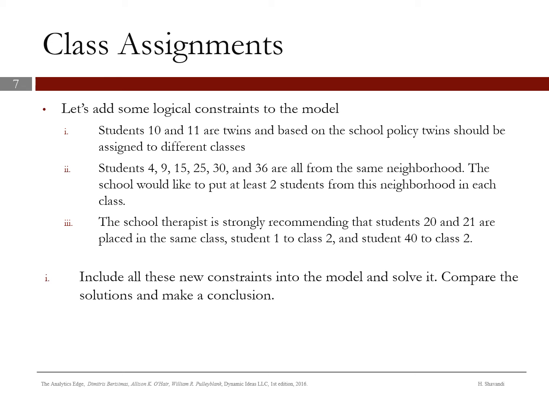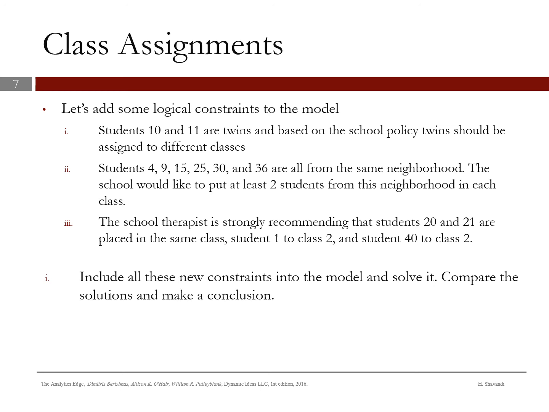So now we can add more logical constraints to the model, like students 10 and 11 are twins, and based on the school policy, twins should be assigned to different classes. So these two students, 10 and 11, cannot be in the same class. Having binary decision variables in integer programming, we can easily formulate these constraints. We will see in our lecture session how we formulate these constraints.